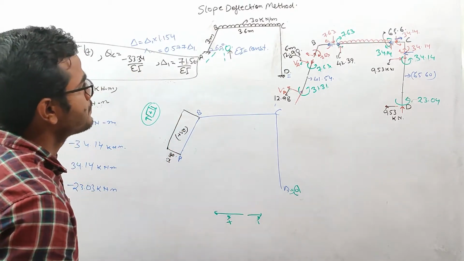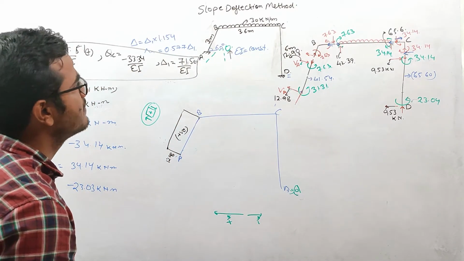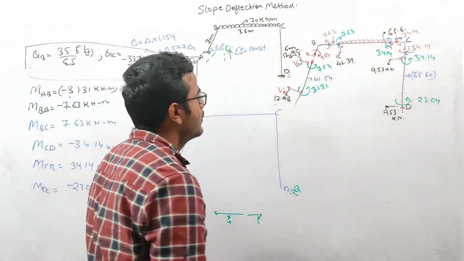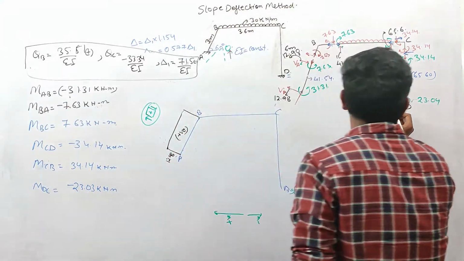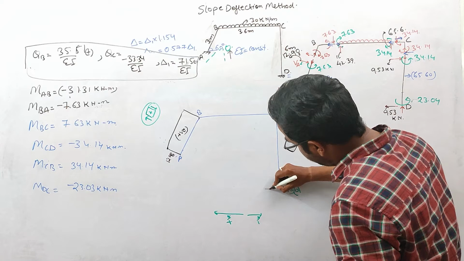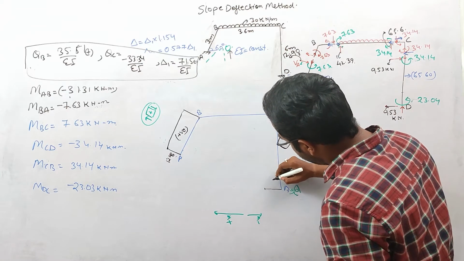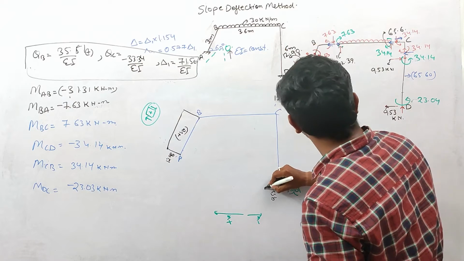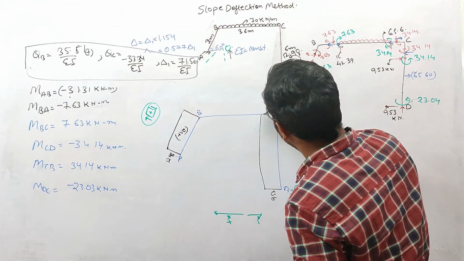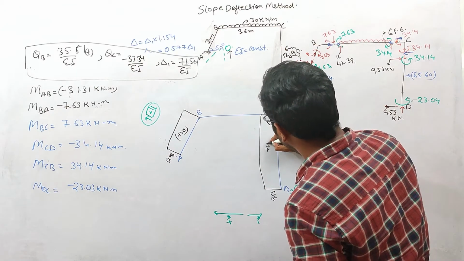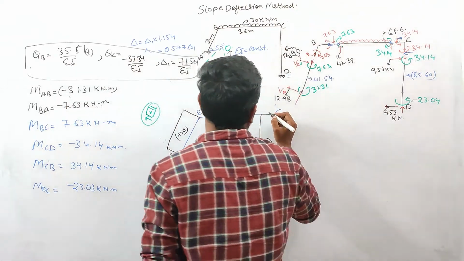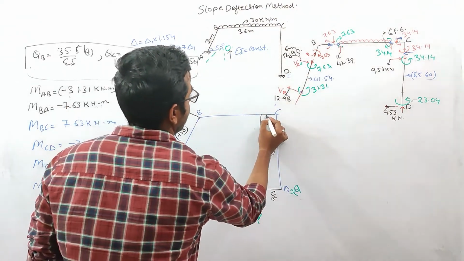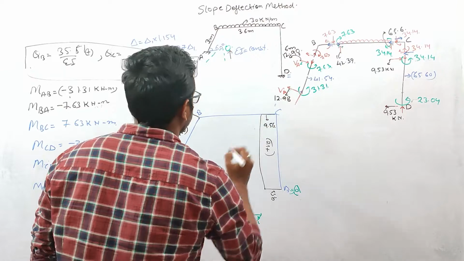So now let us come to this DC member. Again at DC, shear force will be considered positive from this side. So this is 9.53 and this will go, and this is positive shear force. This value is again 9.56, right?